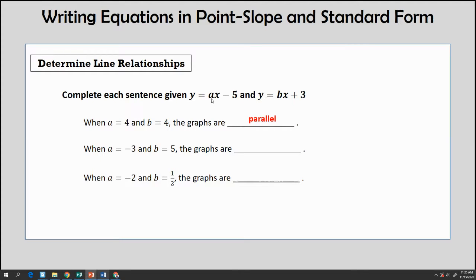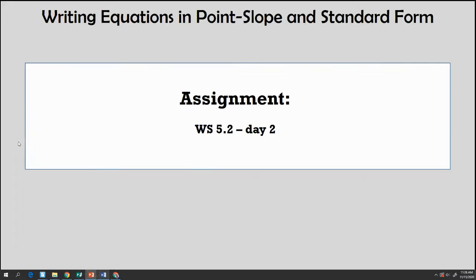What if A was -3 and B was 5? Well, then the slope would be -3 and 5. Those are neither the same nor are they opposite reciprocals, so that'd be neither. And if A was -2 and B was 1/2, then 2 and -1/2 are opposite reciprocals, so those two lines would then become perpendicular. Just a fancy way of asking the same style of questions.